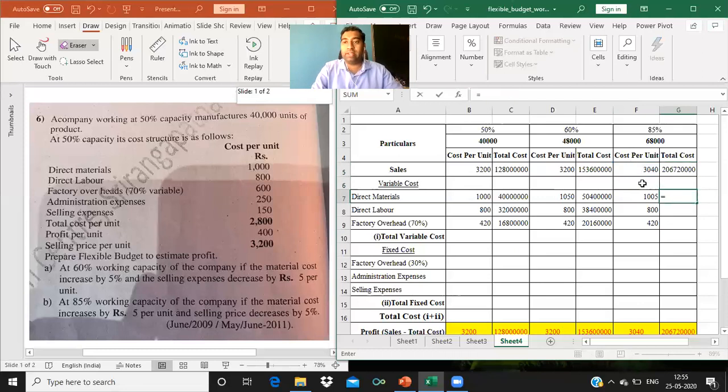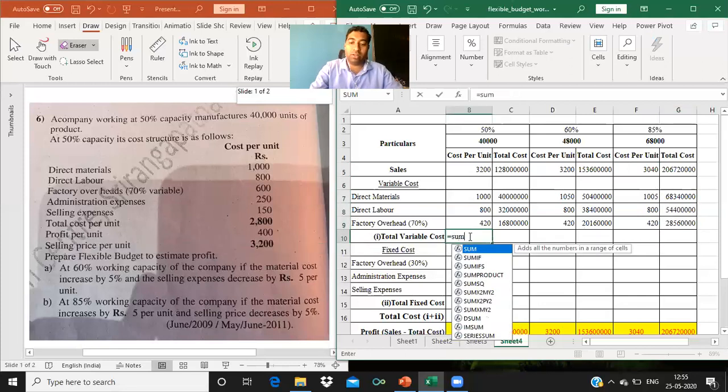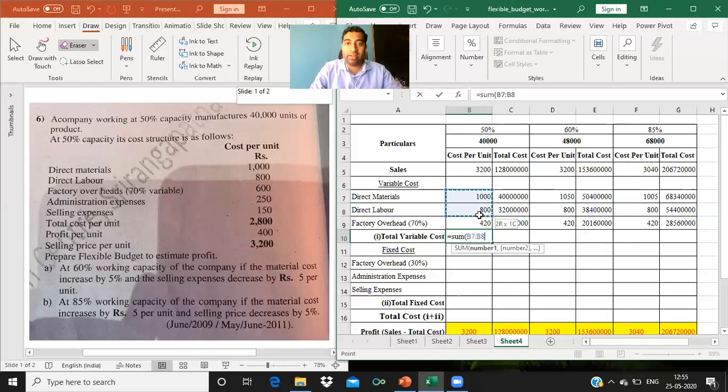Next, materials is also multiplied by 68,000 units. And for the rest of the things, it's going to remain same. The next step is you need to find the total variable cost. Total variable cost will be the sum of the direct material, direct labor and the factory overhead. We got the values.